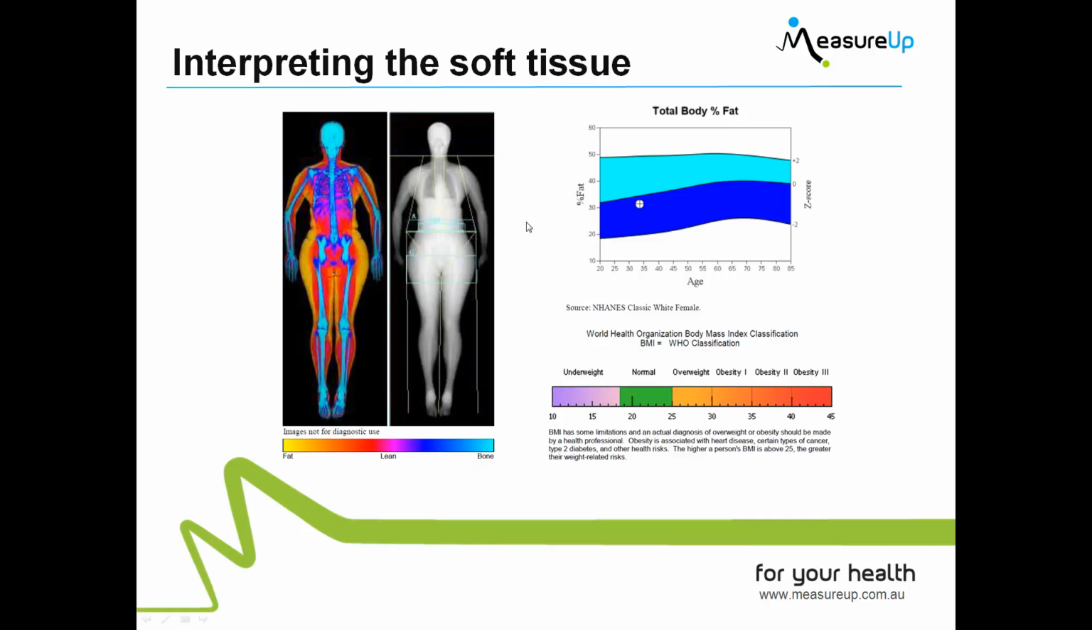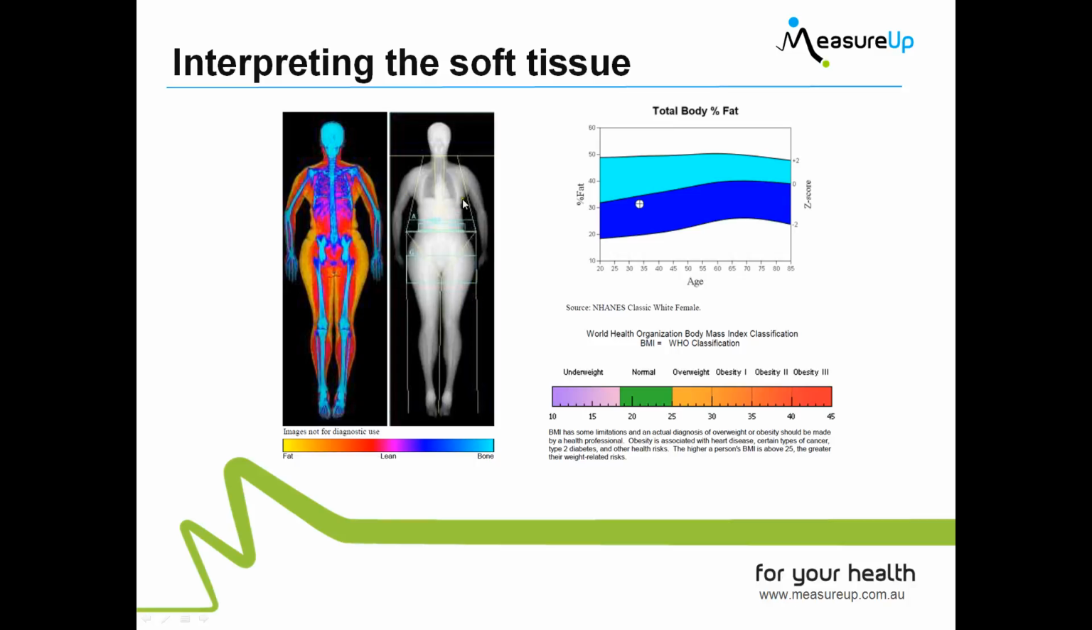On your report, you'll also see these pictures. You can see here the yellow represents the fat tissue, the red represents your lean tissue or muscle tissue, and the blue, obviously, bone tissue.